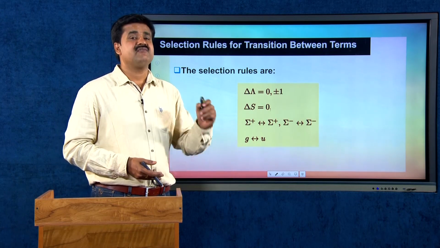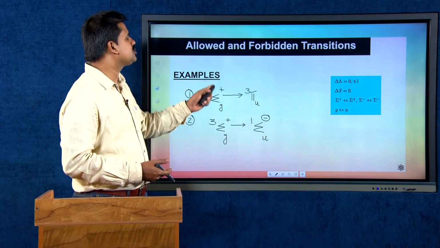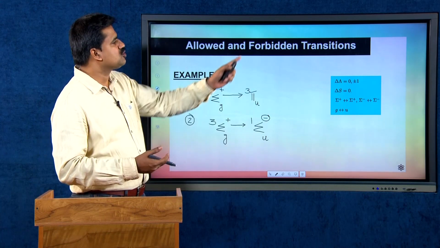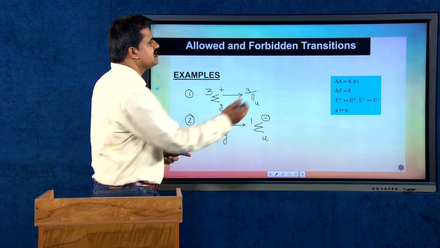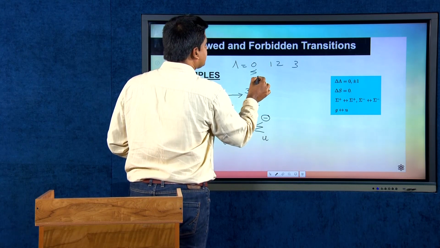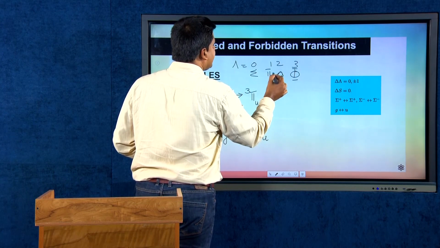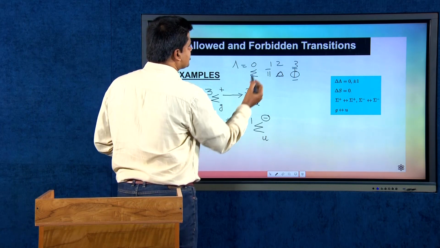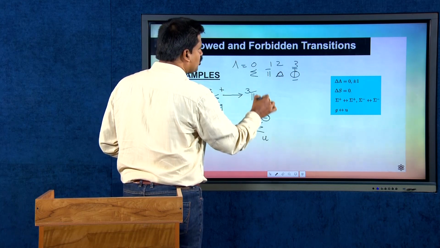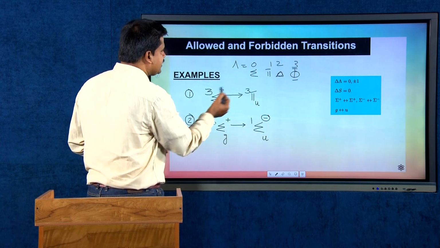Based on these selection rules, we can pick out allowed and forbidden transitions. Now in this question, there are two transitions shown, and you have to pick the allowed and forbidden transition based on the selection rules. First part is delta lambda is equal to 0 plus or minus 1. We know lambda is equal to 0, 1, 2, 3, and this is sigma term, this is pi term, this is delta term, and this is the phi term: sigma, pi, delta, phi. So this is a sigma to pi transition. Sigma to pi transition means delta lambda is equal to 1 minus 0, delta lambda is equal to 1, that is allowed. So delta lambda is allowed. First rule is allowed.